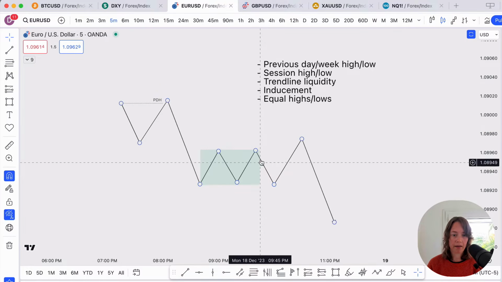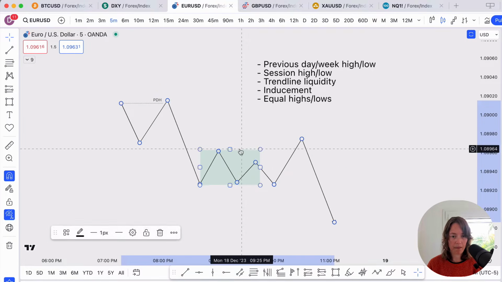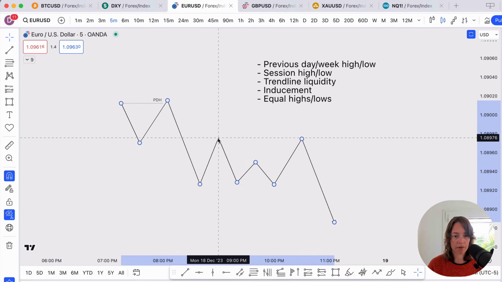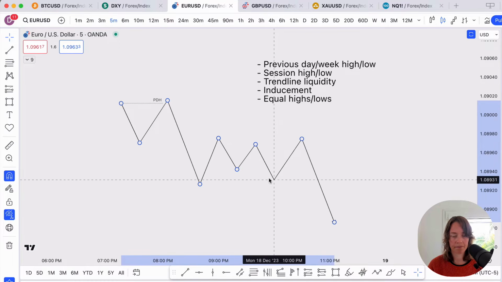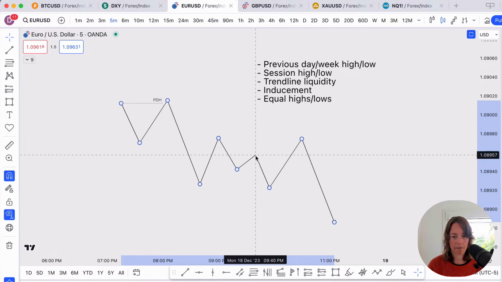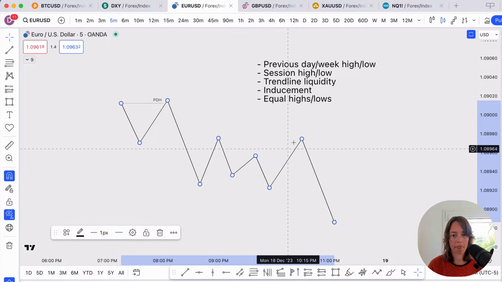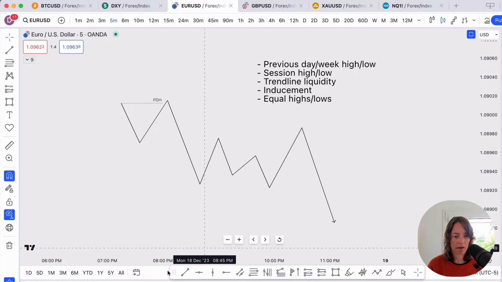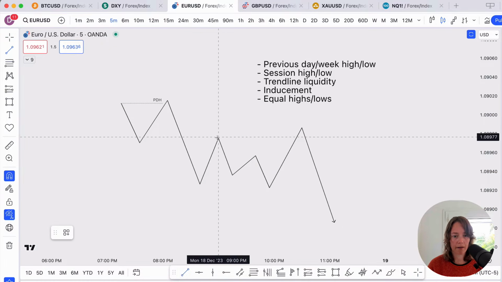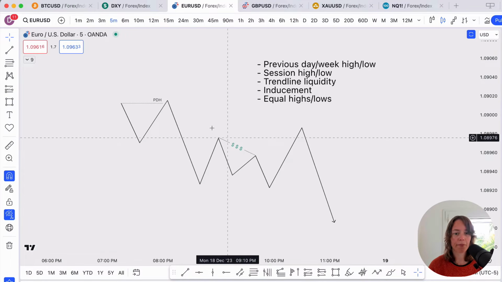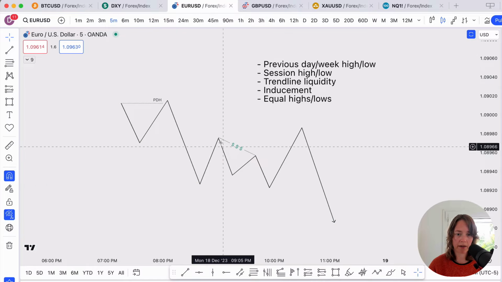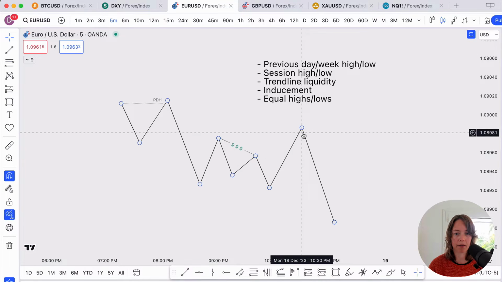We can also say that if we have something like this going on, that there is some trend line liquidity over here. And if we're bearish, we can still wait for that trend line liquidity to be taken out and then look for an entry.